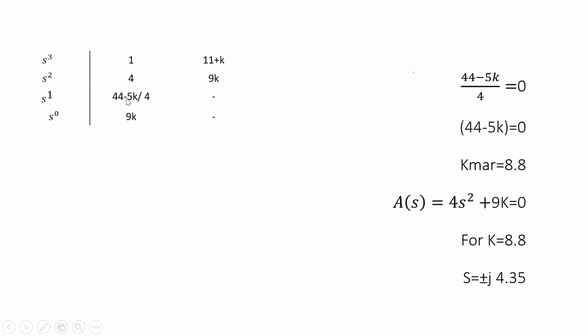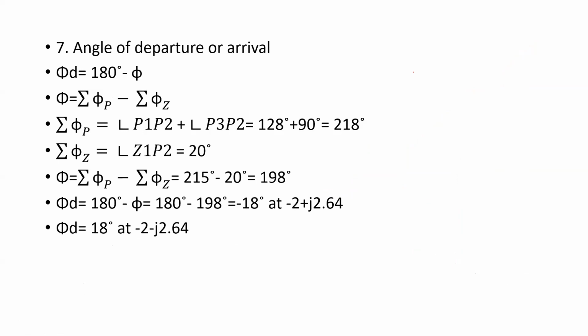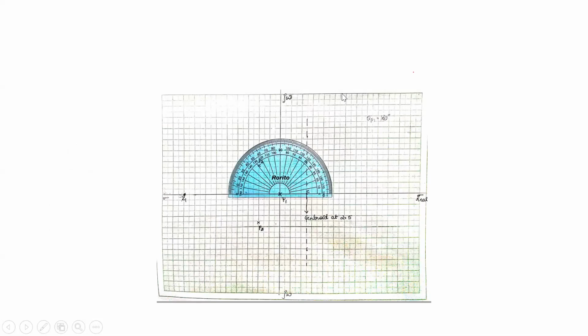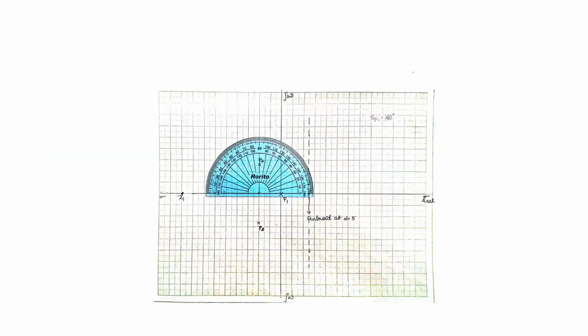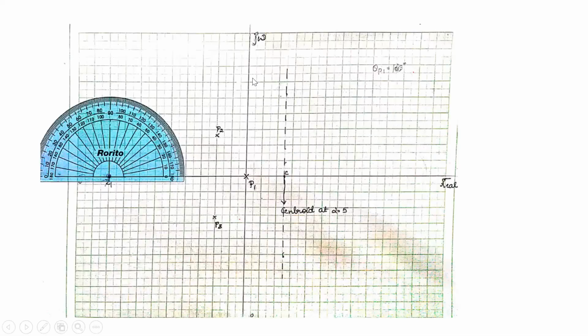The point will be plus or minus j 4.35. Then again, calculate the angle of departure. How many do we have here? We'll have to calculate the angle of departure from this pole, as well as from this 0. Here we have to calculate the first angle of departure, then the second angle of departure.